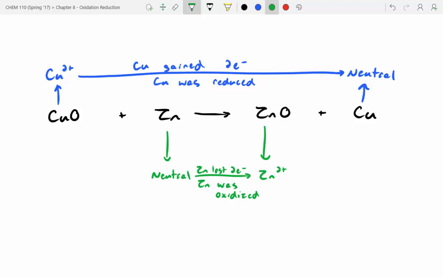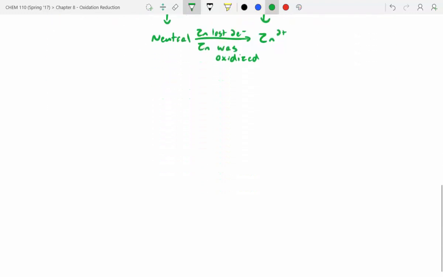And again, if we try to keep track of our electrons, we can see that copper gained 2 electrons, so that was a net movement of 2, where zinc lost 2 electrons. That means we've got a balanced number of electrons being gained and lost in this overall reaction. You guys want to try a couple more? Okay. I know these can be confusing.